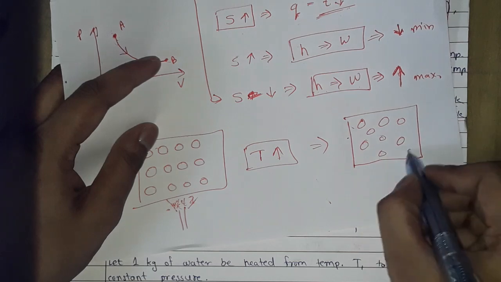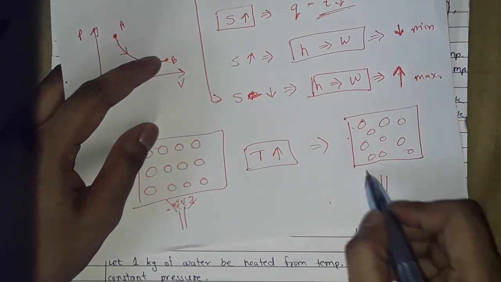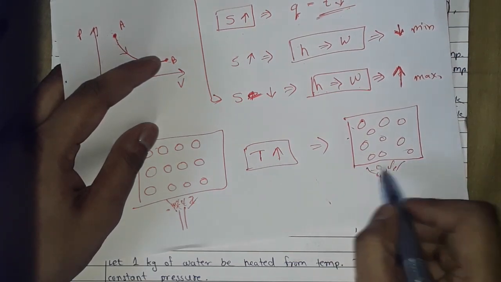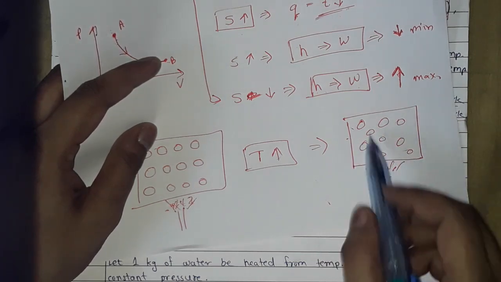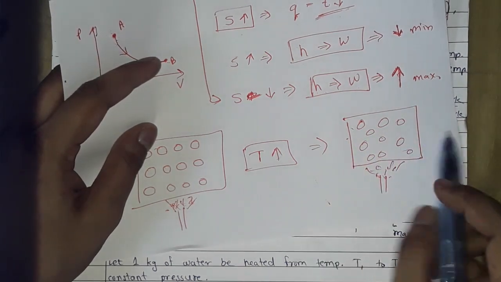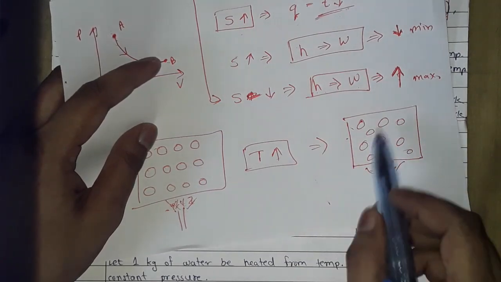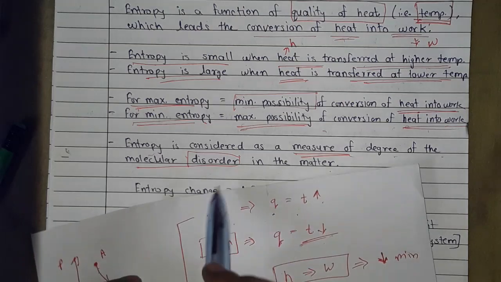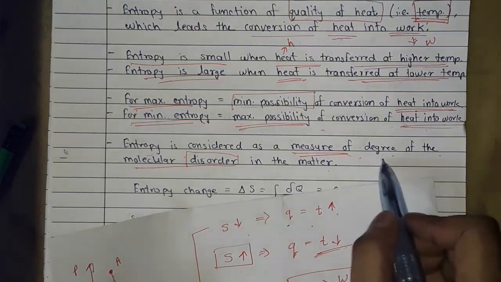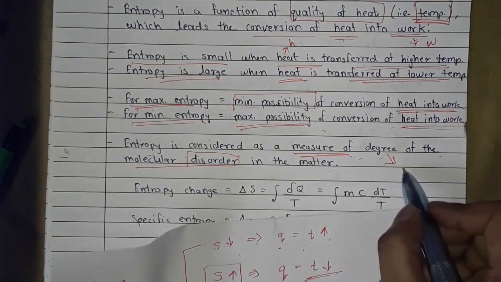Because of this temperature rise, there is random motion of these molecules, and disorder in the molecules occurs. This is called entropy. You can say it is the degree, or amount, of disorder.